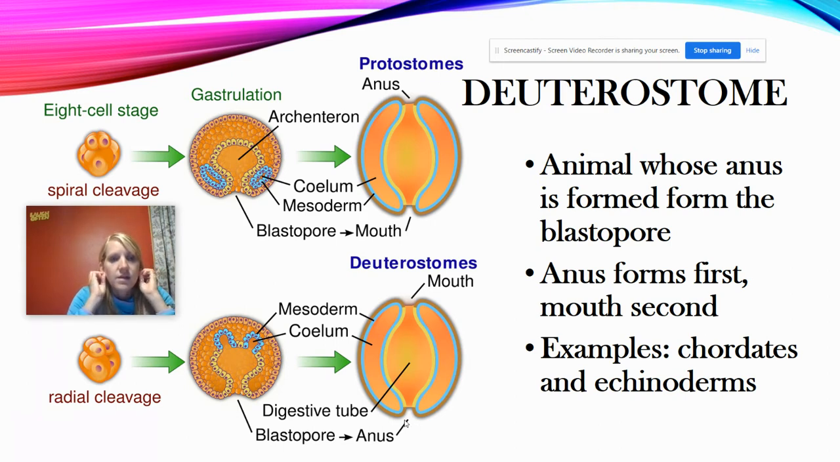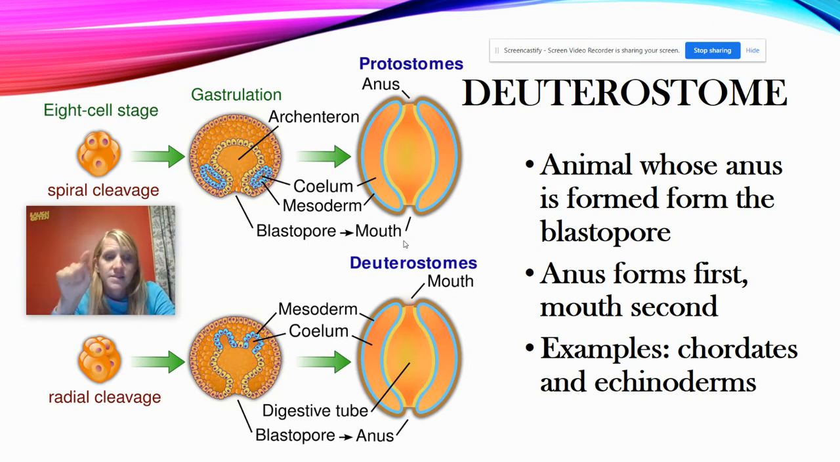So isn't that funny? I thought that was funny. So the blastopore develops into an anus in deuterostomes. The blastopore develops into a mouth in protostomes. Okay, so the simpler animals, most of the invertebrates are protostomes, and chordates, which are more complex, and then echinoderms. Isn't that funny? It's because of their embryological development.